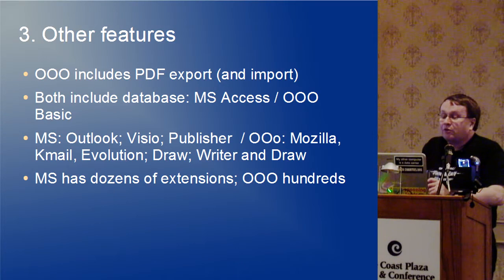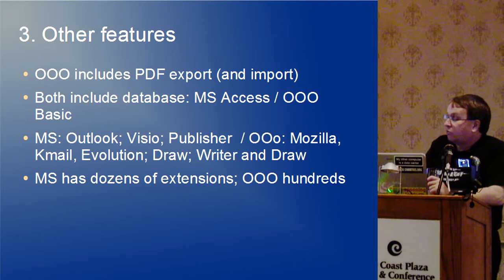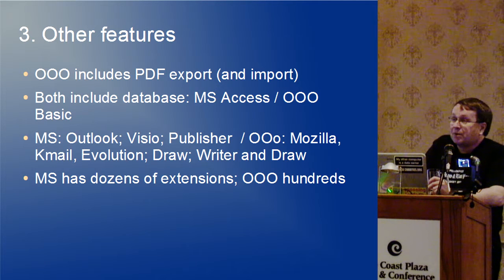Other features in general for the Office suite, as I mentioned, OpenOffice.org includes PDF export, and if you get the right extension, import. Both include a database. You have Access, of course, in Microsoft Office. You have one called Base in OpenOffice. Doesn't get a whole lot of use and probably shouldn't. What you want to do in OpenOffice is work with a powerful database. It does do a very good job of syncing up with other databases like MySQL and that.